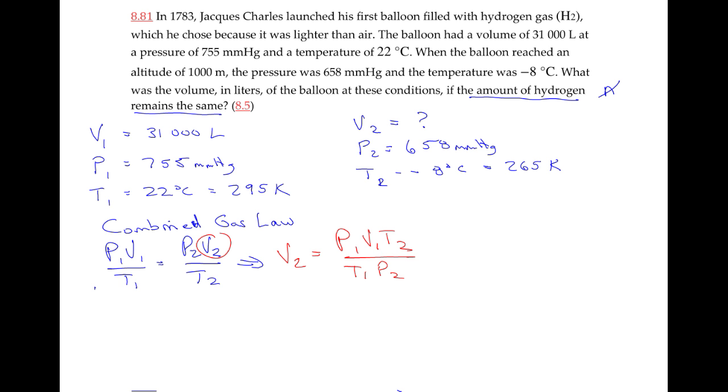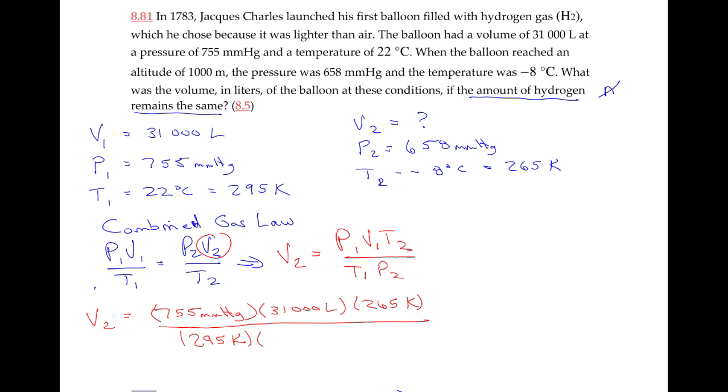So I'm going to work down here. My original pressure is 755 millimeters of mercury. I know it might seem tedious to write out all these units, but you don't want to leave them out and make a mistake. You get 31,000 liters. Again, that only has 2 sig figs, multiplied by 265 Kelvin, which is the second temperature. So we're going to make a straight line. Divided by 295 Kelvin, multiplied by my second pressure, which is the 658 millimeters of mercury. There we go, so everything's written in.